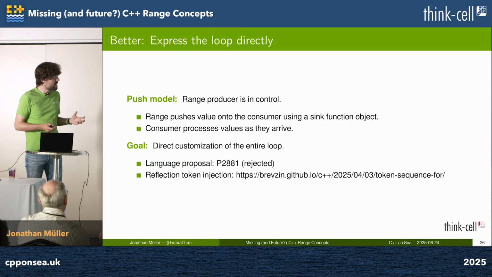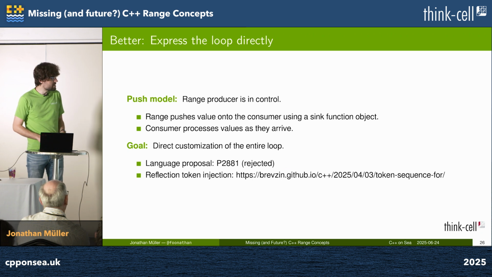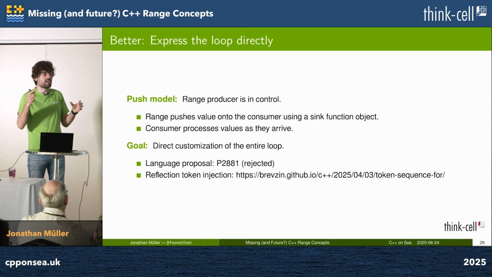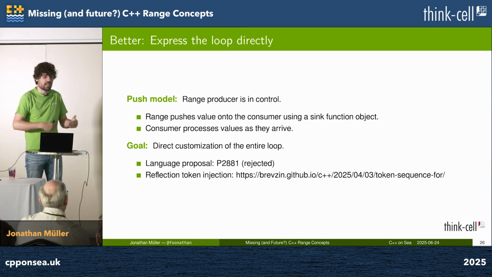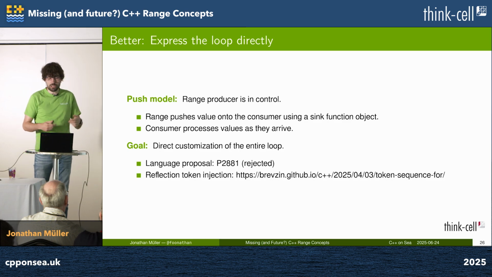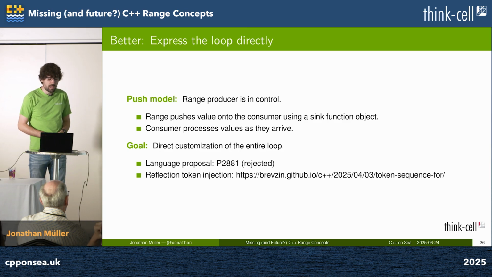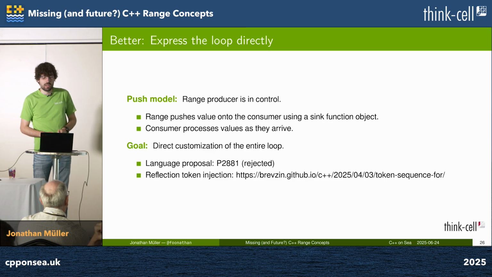And what would be really nice is a direct customization of the entire loop, so we don't need to express a loop as a state machine. I had a paper for that together with Barry a couple of years ago to just say, okay, maybe we can customize the range-based for loop by having a customization function that takes the body of the for loop as a lambda, and then we just invoke the lambda for all the values. This was unfortunately rejected, and since then, Barry, who worked on the reflection papers, has written a blog post on how you can do that with his reflection macros.